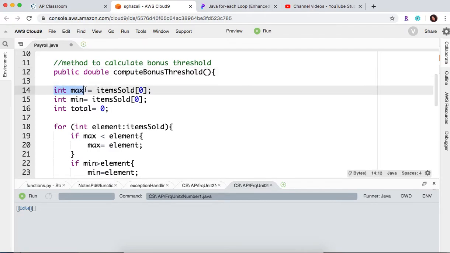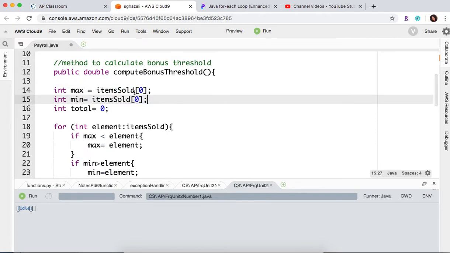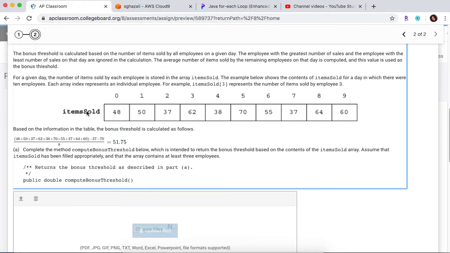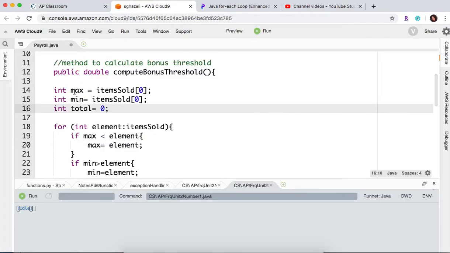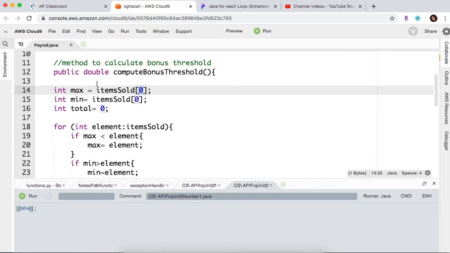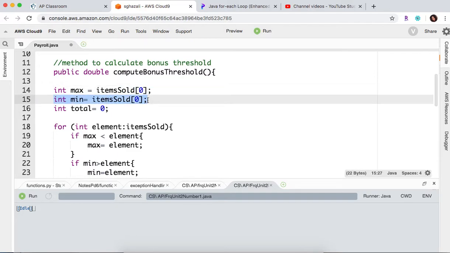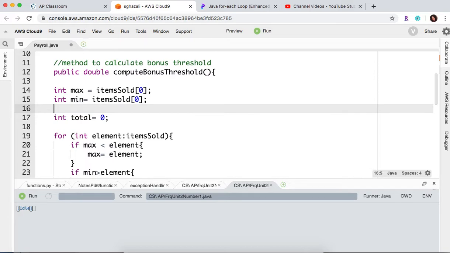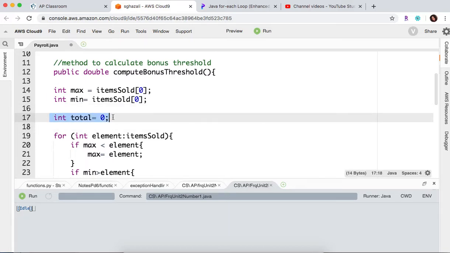So here's what I did. I assumed that the maximum number is the first element in my array. So items sold is my array, right? So int max equals the first element at index 0. Just assigning my maximum to the first element and assigning my minimum to the first element. Okay, so that's a trick we're pretty familiar with. I'm also keeping track of the total by just saying my total is 0 right now. I haven't added anything up. And that's also an integer value.